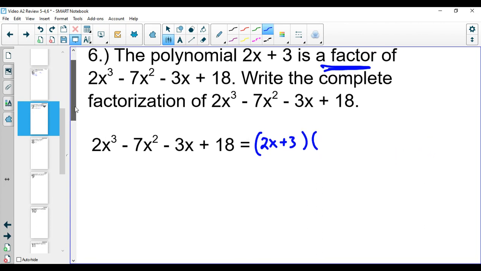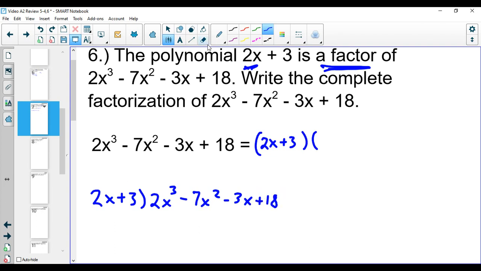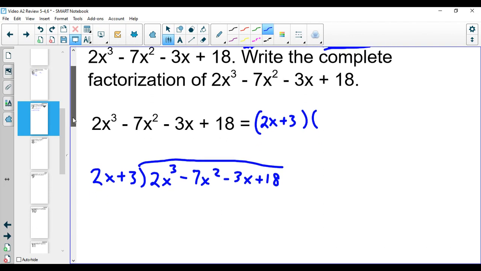Well, like we said in number 5, if something's a factor, that means when we divide it, it's divisible. There will be no remainder. So let's divide and see what we can get. We can't use synthetic division because of that too, so we're going to have to use long division here. It's 2x plus 3 being divided into 2x to the third minus 7x squared minus 3x plus 18. Let's make that look more like an 8. And we bring our division line across, and then we're going to do long division.